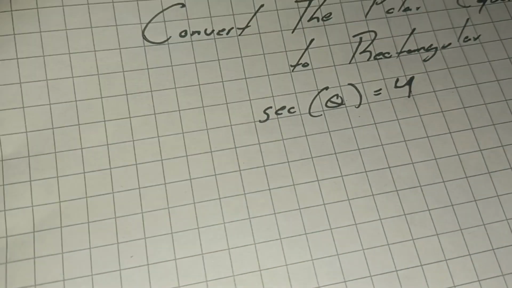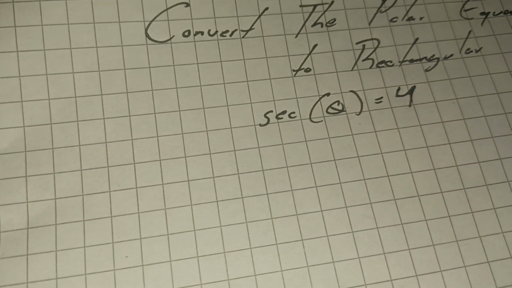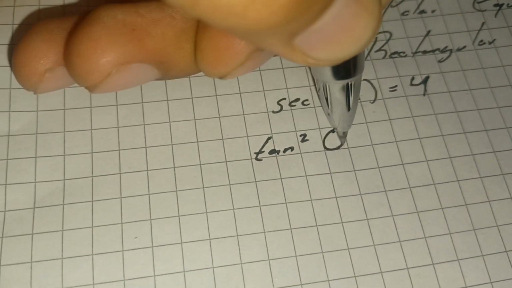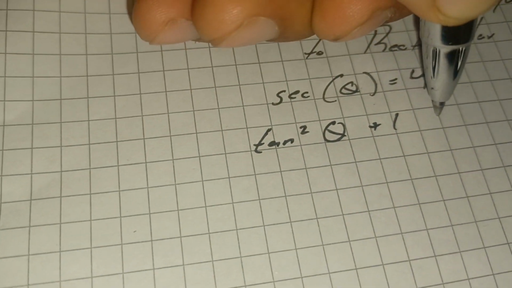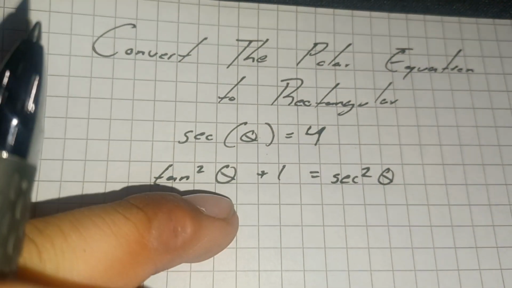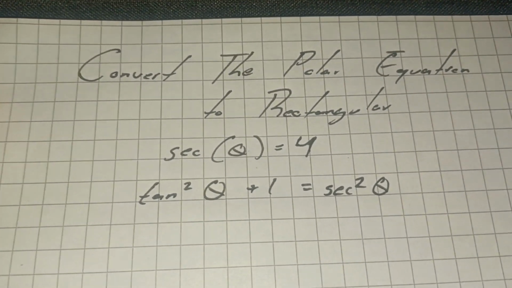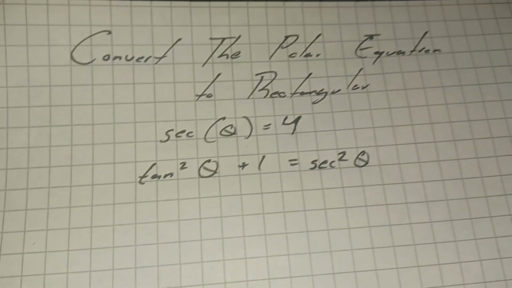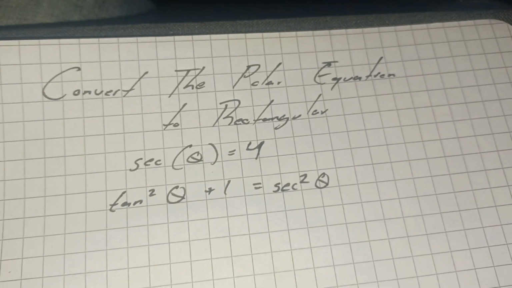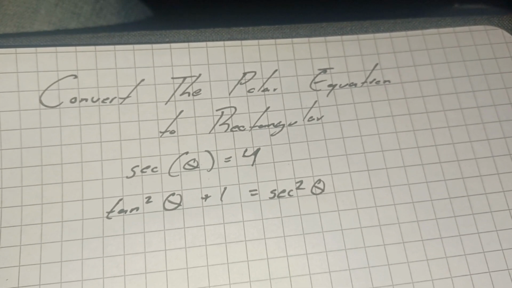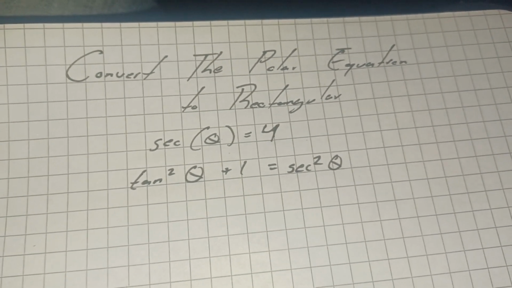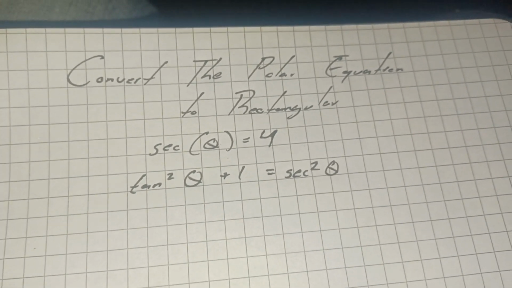We can tackle this one by knowing the trigonometric identity: tan squared of theta plus 1 is equal to secant squared of theta. So we can use this identity to solve this problem. I'm assuming if you're watching this video, you already know this identity. If you don't, just look up some videos about trigonometric identities. I'm going to make more trigonometry videos later on, but right now I'm going to start with this one.